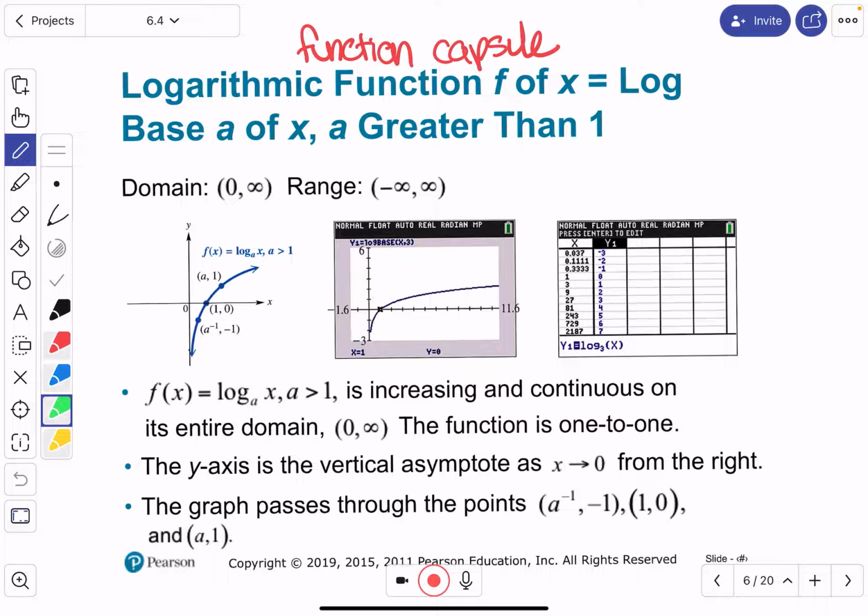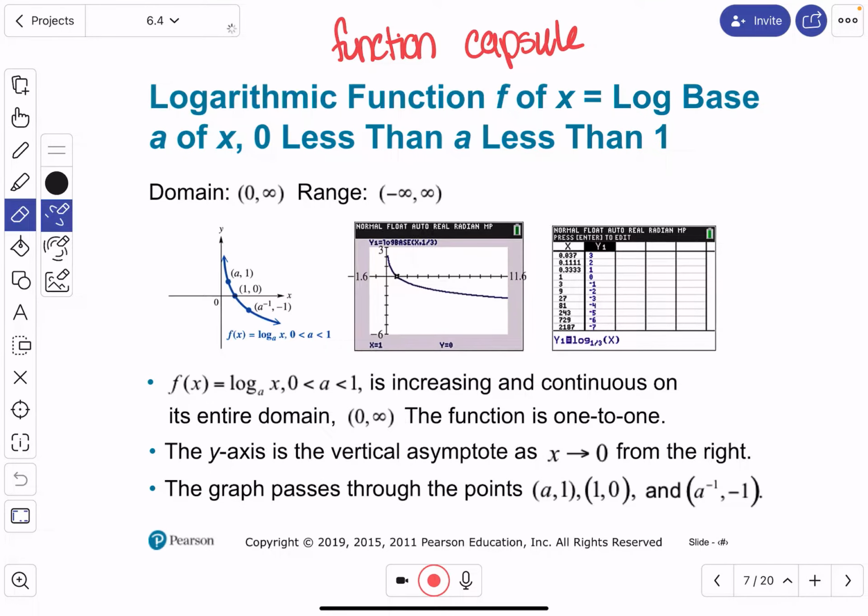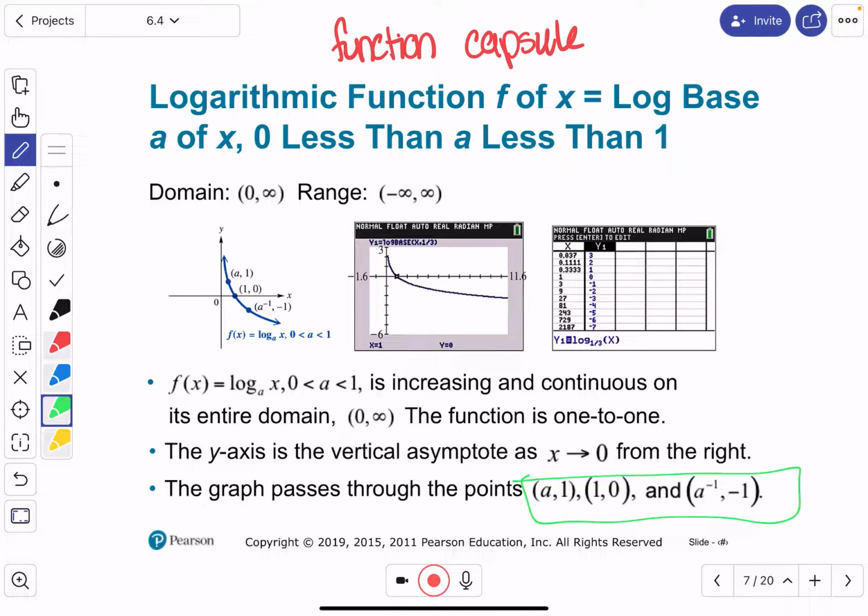When you have a base that is greater than 1, it's going to be an increasing function. Notice the points that are on every log. Same idea as the exponential ones, you just switch your x and y. Same thing when the base is less than 1 but greater than 0: it's decreasing, and it's the same points as the other log. Just remember with the exponential, the x and y switched, which is your reflection.